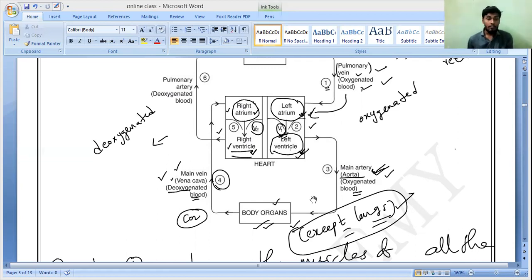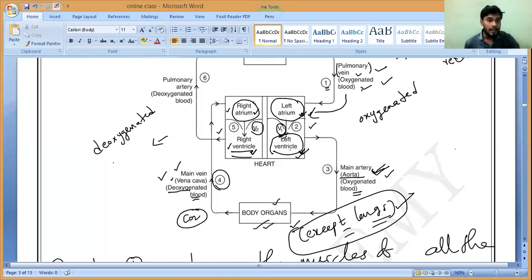Again from the first: when the right atrium contracts, deoxygenated blood is pushed into the right ventricle through the valve V2. What is that valve called? Tricuspid valve. That is what you have to note down here. In brackets you can write right ventricle.